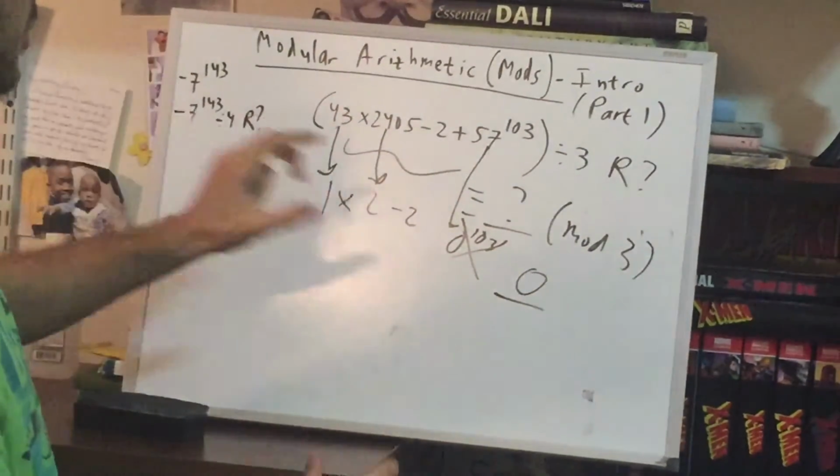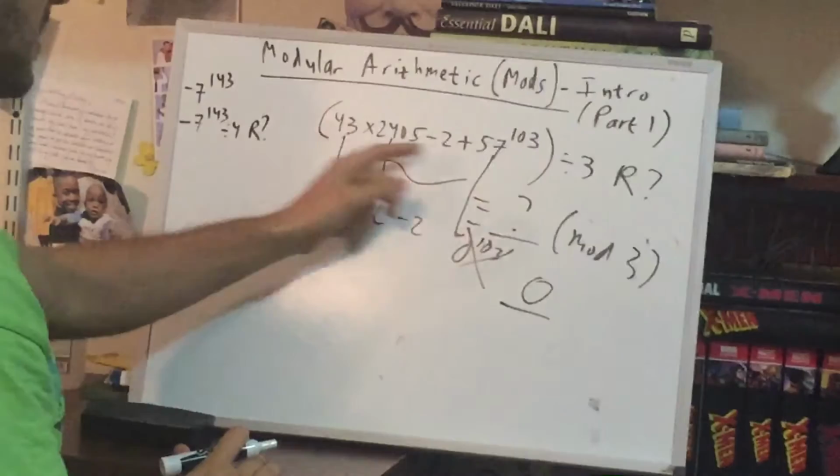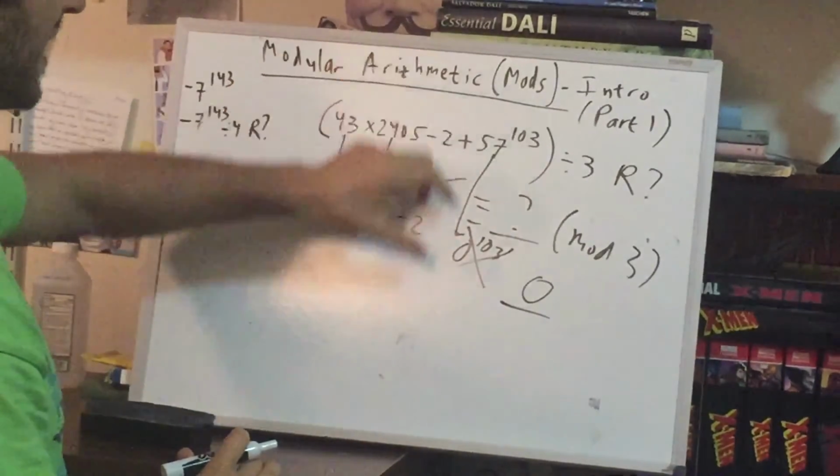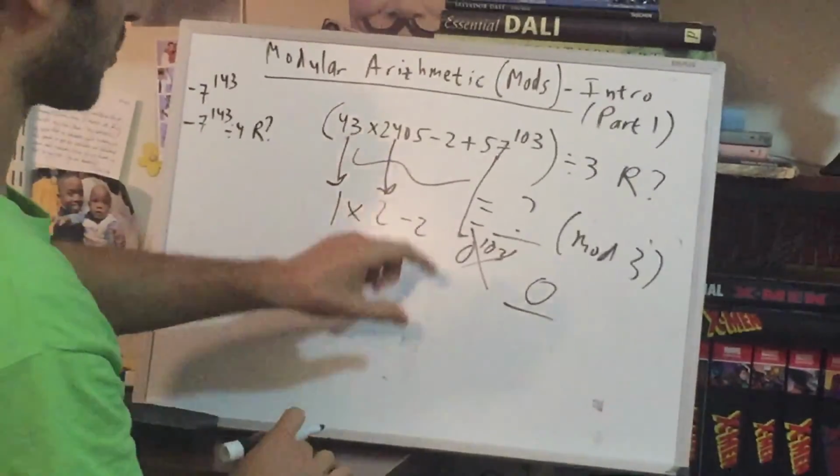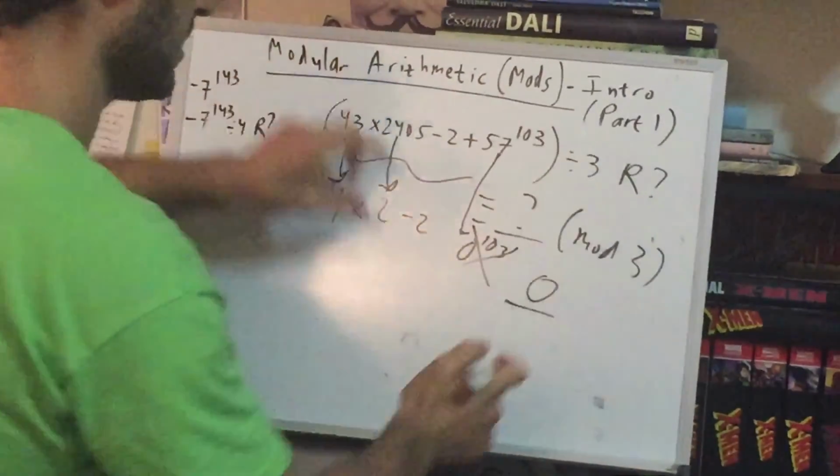So that's why I like mods so much. Rather than doing this, we shrunk everything down, like we chopped the trees down, and then we computed very easy things. So the remainder when you divide this by 3 is 0.